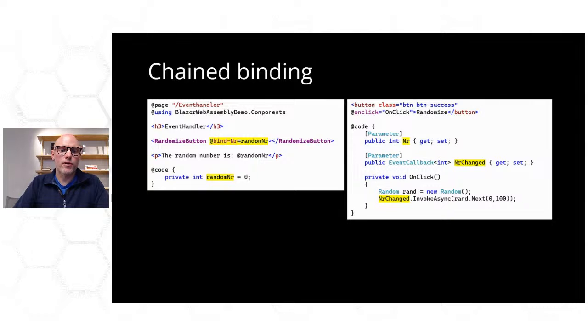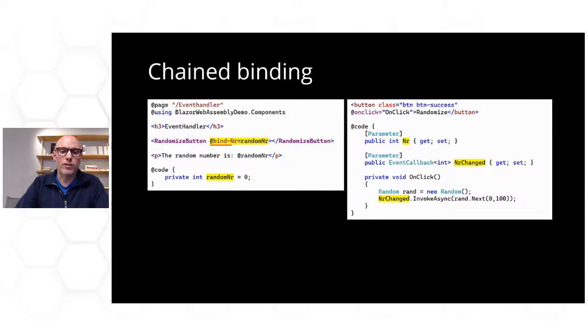This is another cool thing for data binding. Instead of having one property for the value and one property for an on change handler, we can use chained bindings. In this case, we use @bind- and then the name of the property we want to bind to.